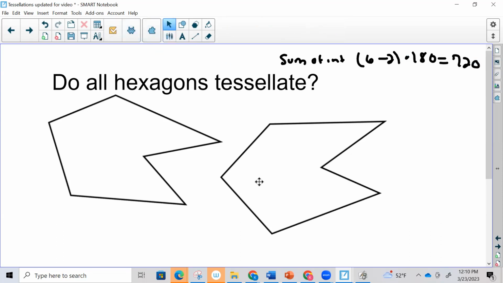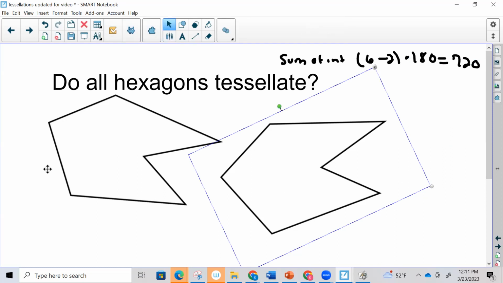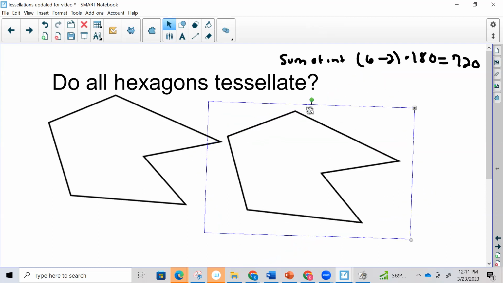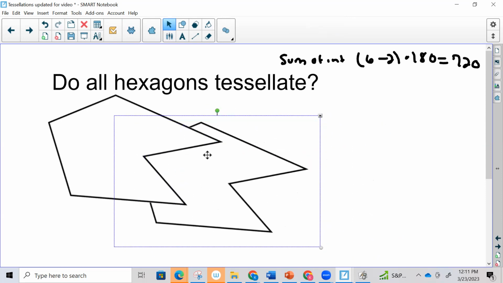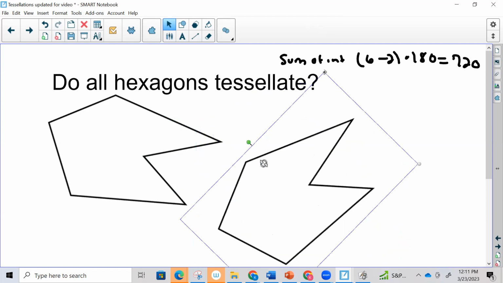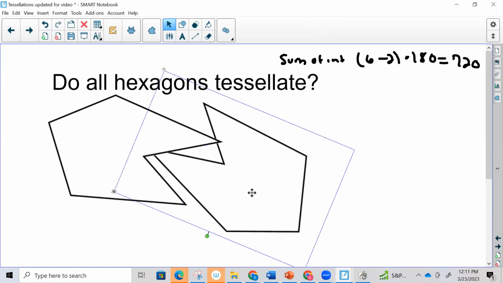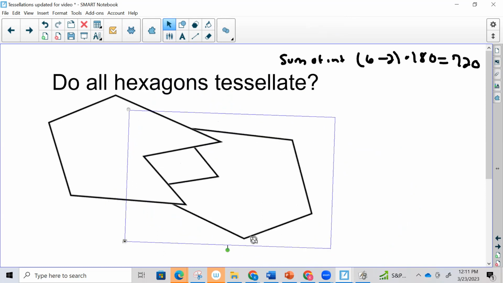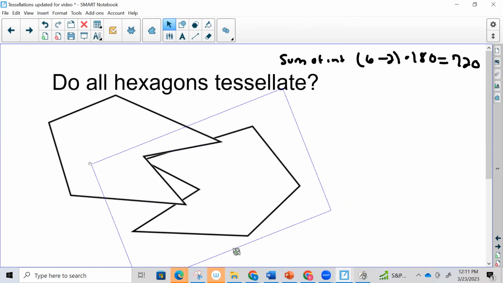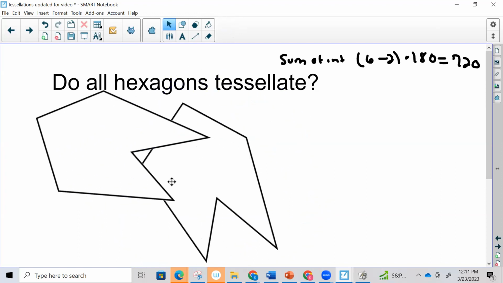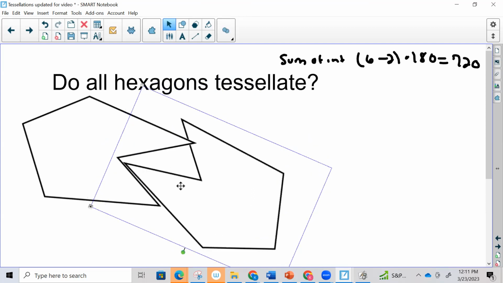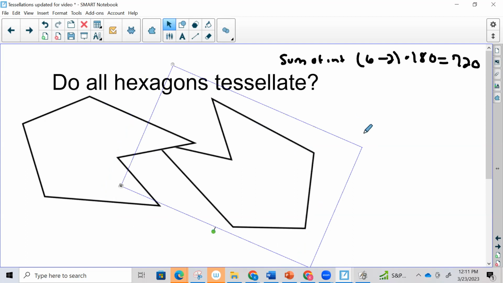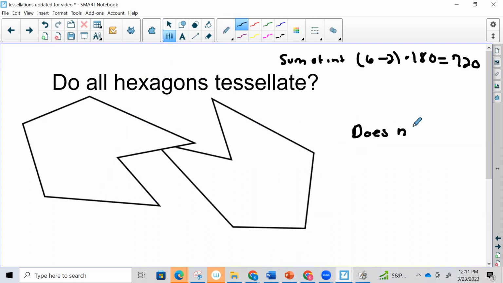And here I have an example. This is a hexagon, it has 6 sides. It is called an irregular hexagon because all the sides are not equal. If I try to put these together this way, I have an overlap. If I try to fit one of the smaller angles in, I'm going to have a gap and an overlap. Same with this one. There are no 2 angles that I can put together to not get a gap or an overlap in this hexagon. And so this hexagon does not tessellate.